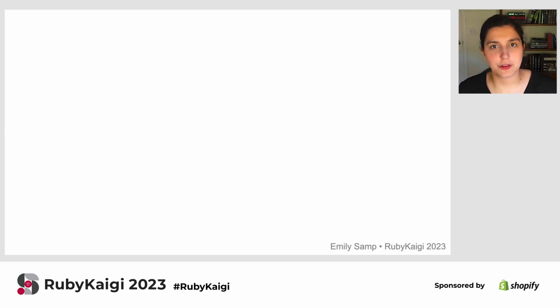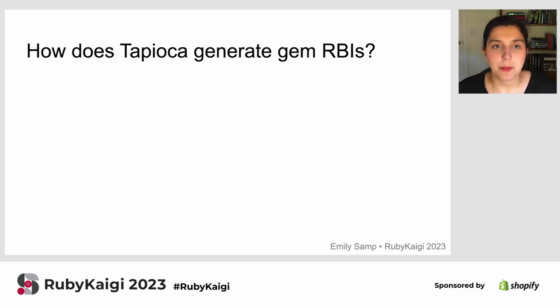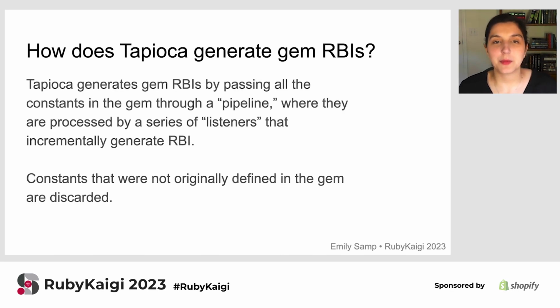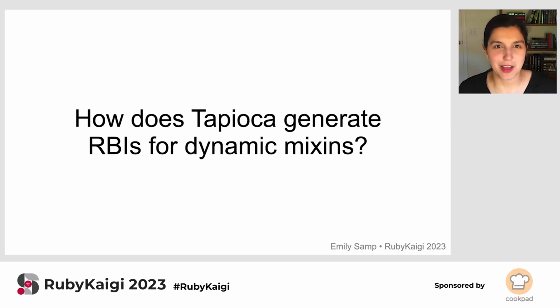To summarize what we just learned, we took a deep dive into how Tapioca generates gem RBIs by passing the gem's constants through a pipeline so that they can be processed by listeners who are responsible for incrementally generating the RBI. We also talked about how the pipeline discards constants that were not originally defined in the gem being processed. Now, we are finally set up to explore the main topic of this talk, which is generating RBIs for dynamic mixins. When I joined Shopify in spring of 2022, this was one of the few cases that Tapioca couldn't quite handle yet. I'll show you what I mean.